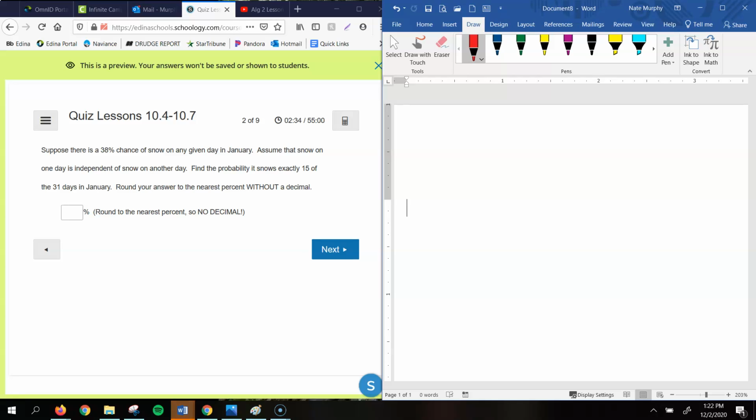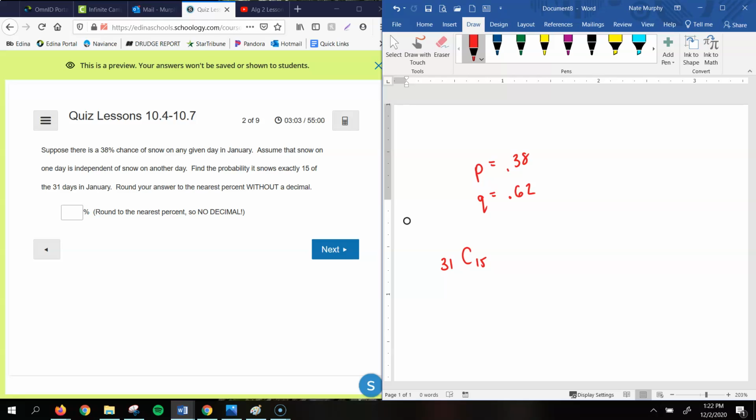So there's a 38% chance of snow, so the probability of a success would be 0.38. The probability of a failure, the probability of it not snowing, would be 62% or 0.62. So those are going to be our values for p and q. We want to find the probability it snows exactly 15 of the 31 days. So it'd be 31 choose 15.